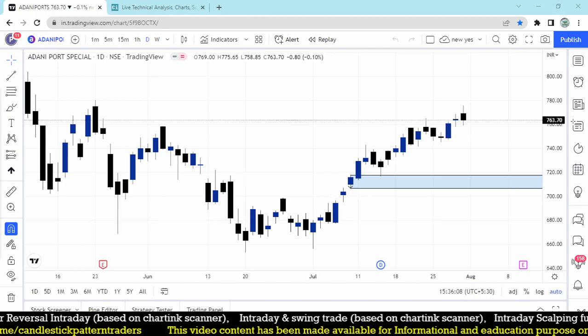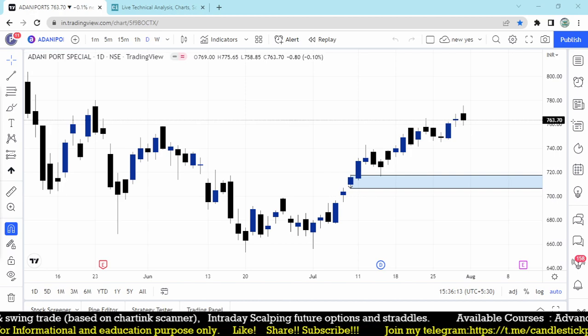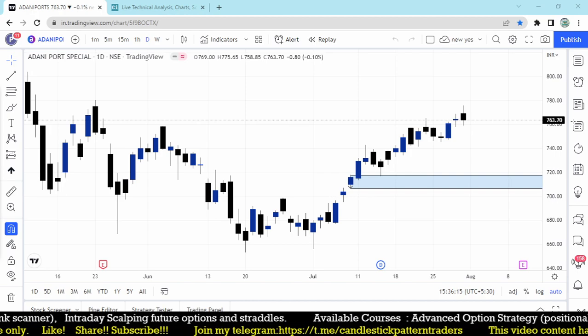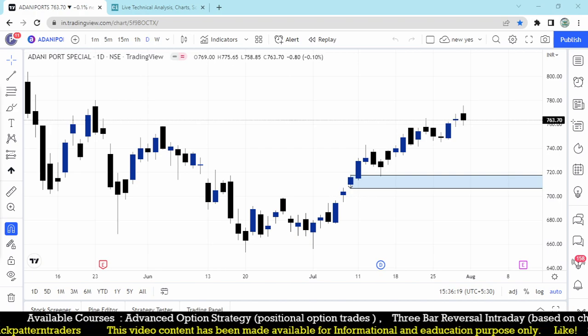In this video, I'm going to create an inside bar scanner, as per my subscribers' request.